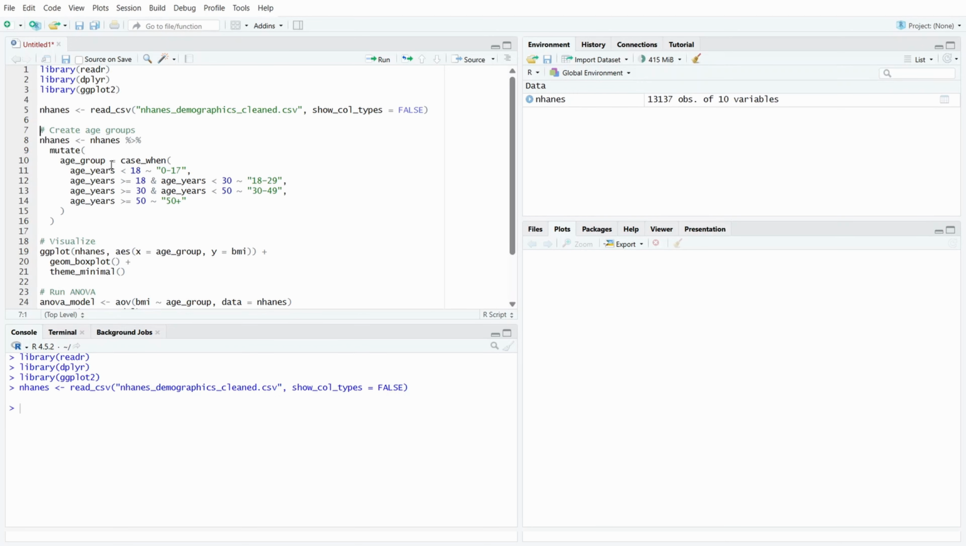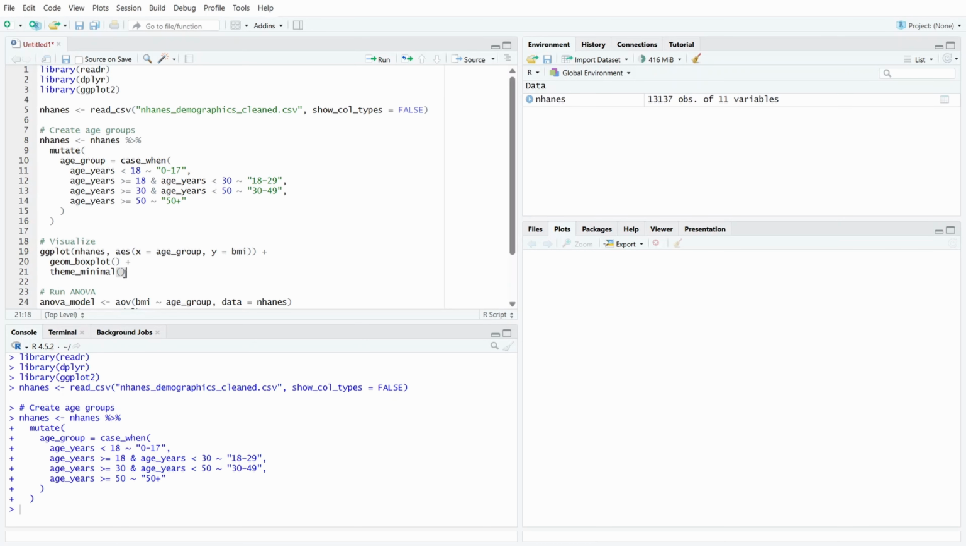Using mutate and case_when, we categorize participants into four groups: 0 to 17, 18 to 29, 30 to 49, 50 plus. Why do this? Well, in public health research, age is often grouped into meaningful life stages. Risk factors such as BMI frequently vary across the life course. Grouping makes interpretation clearer and allows us to compare population segments more meaningfully than using age as a continuous variable in this context.